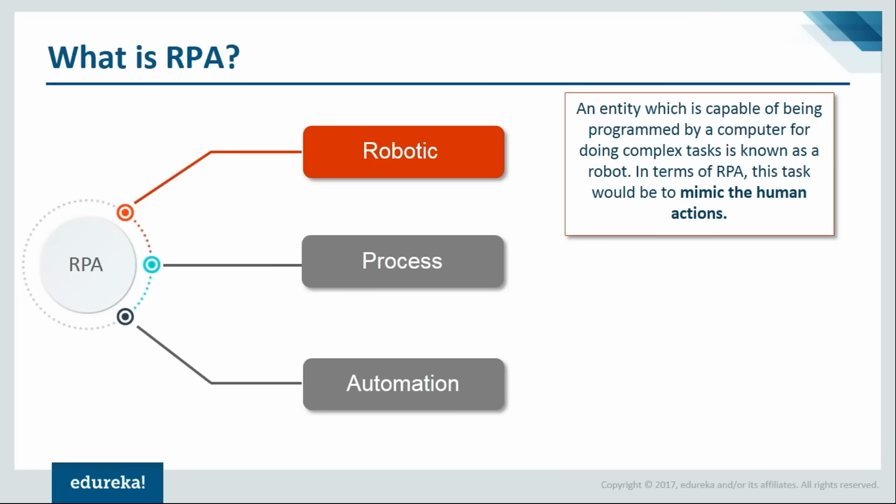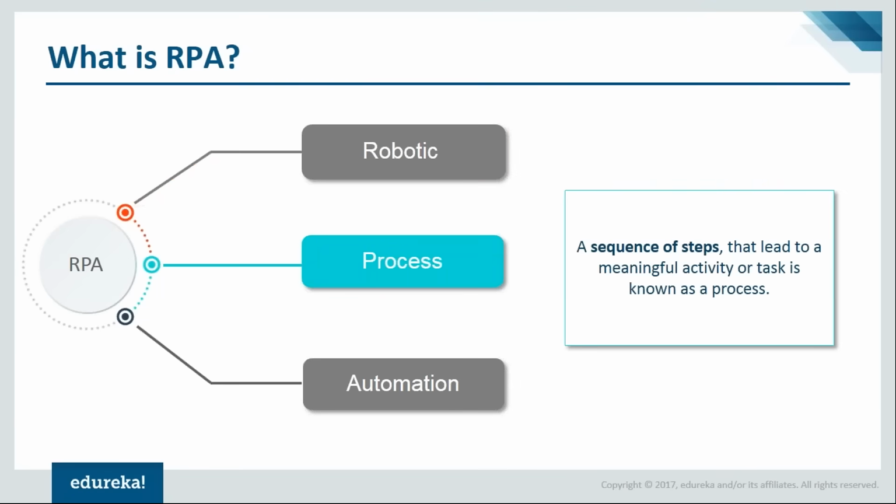So what is RPA? RPA, as you know, is an acronym for Robotic Process Automation. Now what do these three terms mean? Let's understand them one by one. Robotic means any entity which tries to mimic human actions, right? Any entity which can mimic human actions and do complex tasks is known as robotic. Then comes process. Any sequence of steps that can lead to a meaningful activity is known as a process.